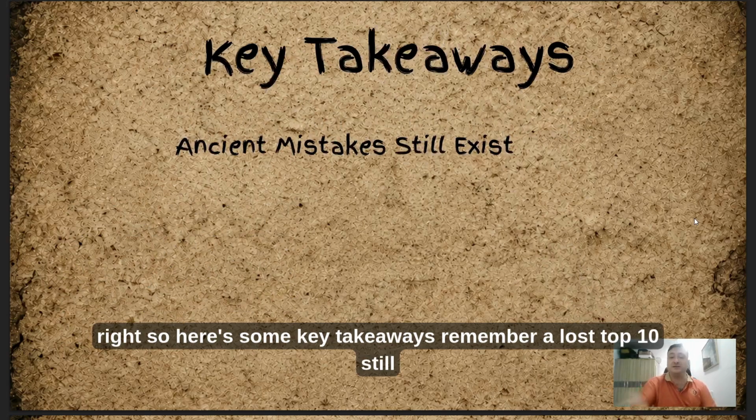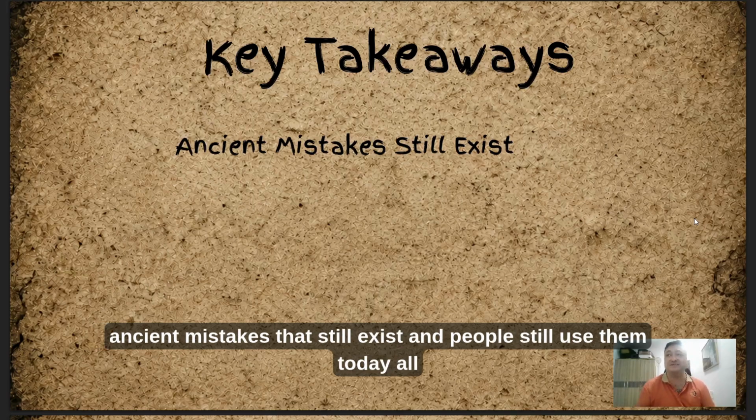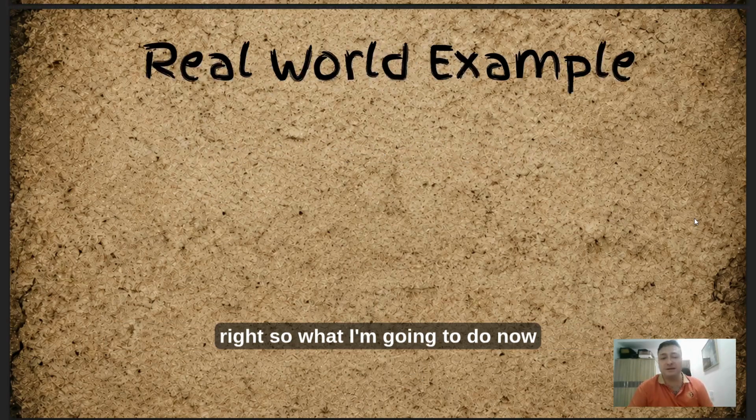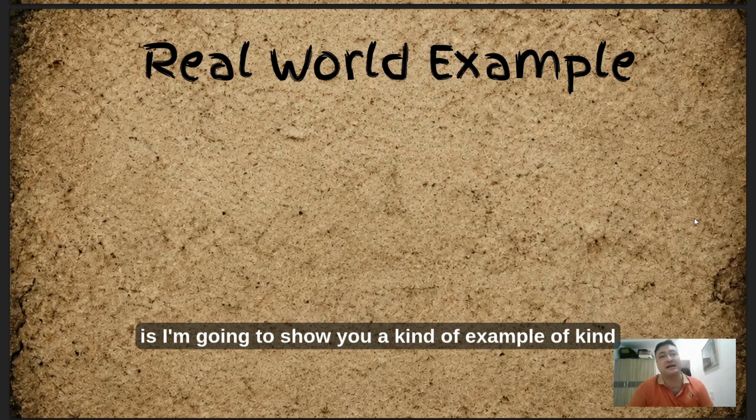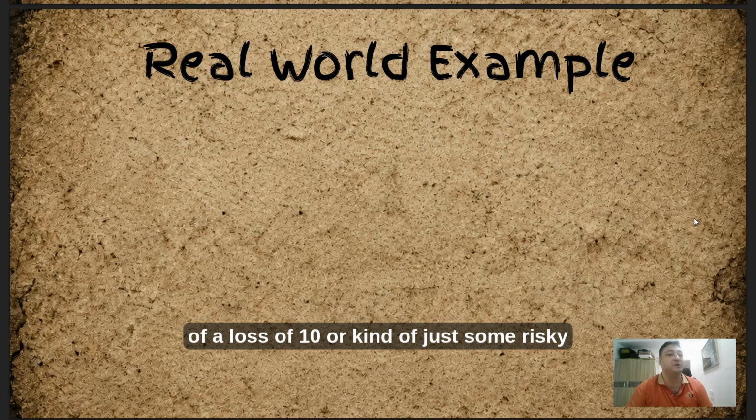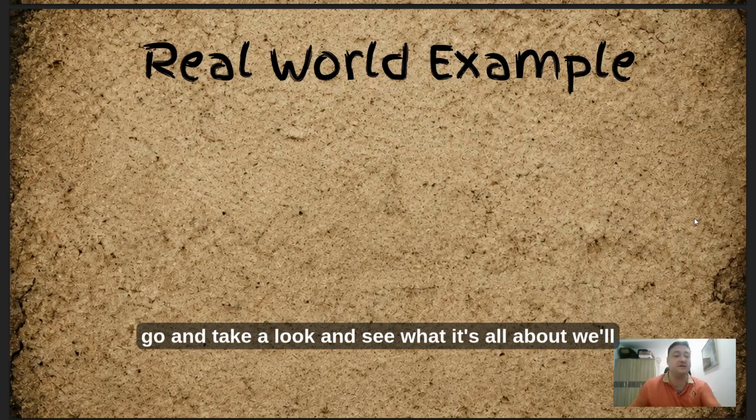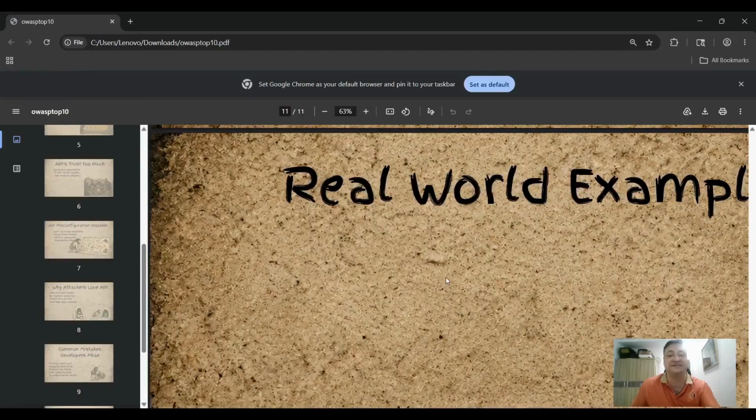All right, so here are some key takeaways. Remember, OWASP Top 10: ancient mistakes that still exist, and people still make them today. What I'm going to do now is show you an example of some of the OWASP Top 10 or some risky things that you can see with APIs. Let's go ahead and take a look and see what it's all about. We'll see you in the next section.